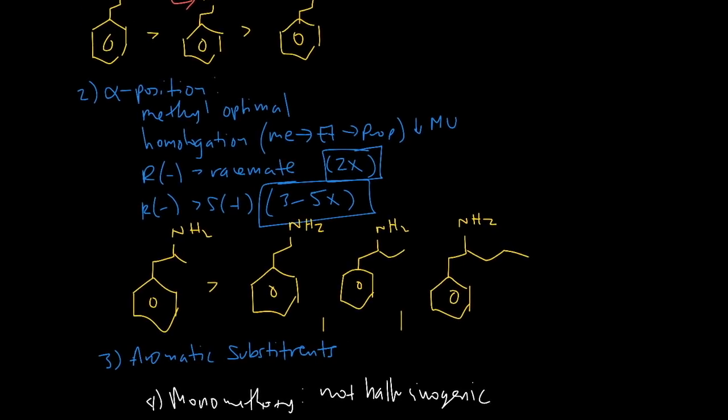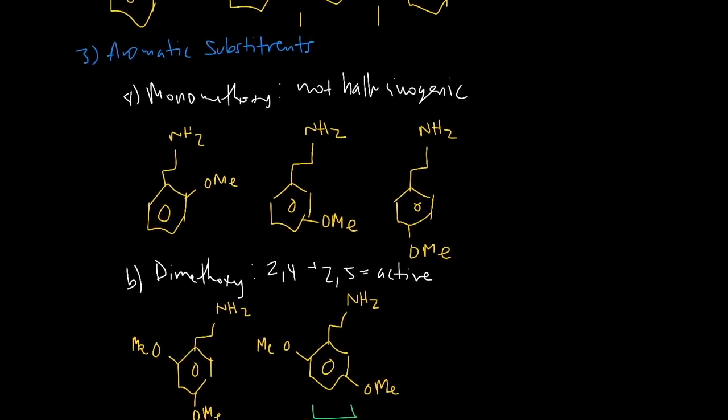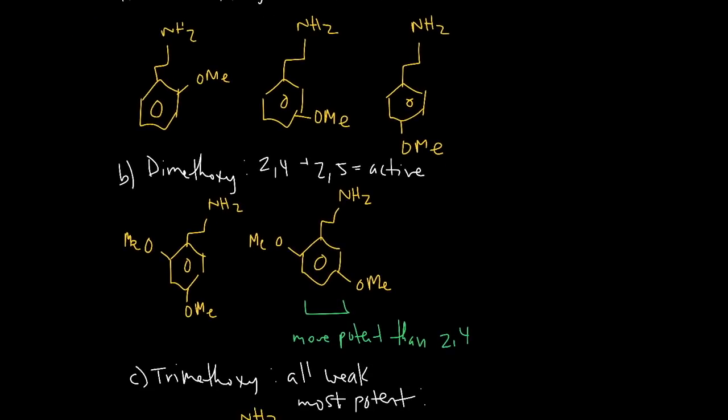Alpha methylation is more potent. Homologation decreases potency. Your R-minus isomer is twice as potent as your racemate. R minus is 3 to 5 times more potent than your S plus isomer. Monomethoxy groups are not hallucinogenic. However, dimethoxy groups get more potent.